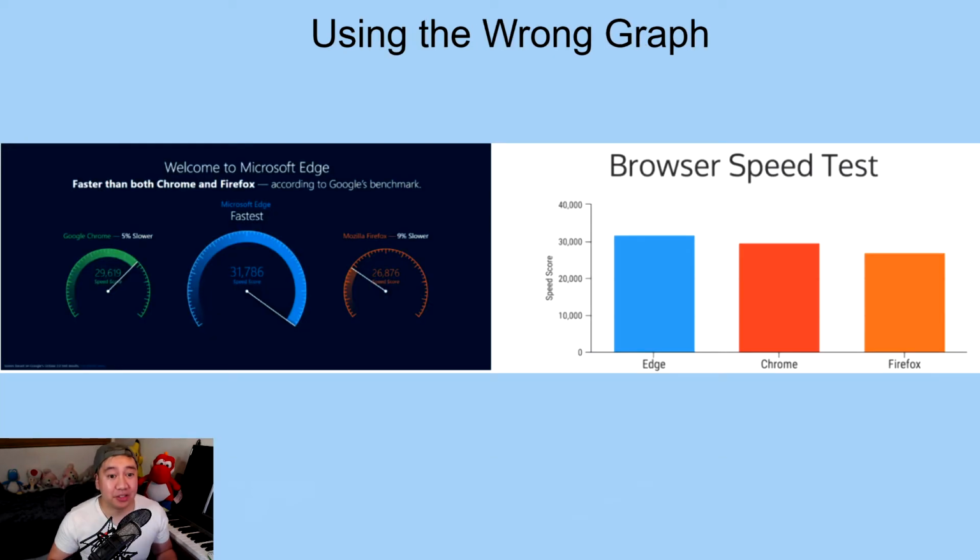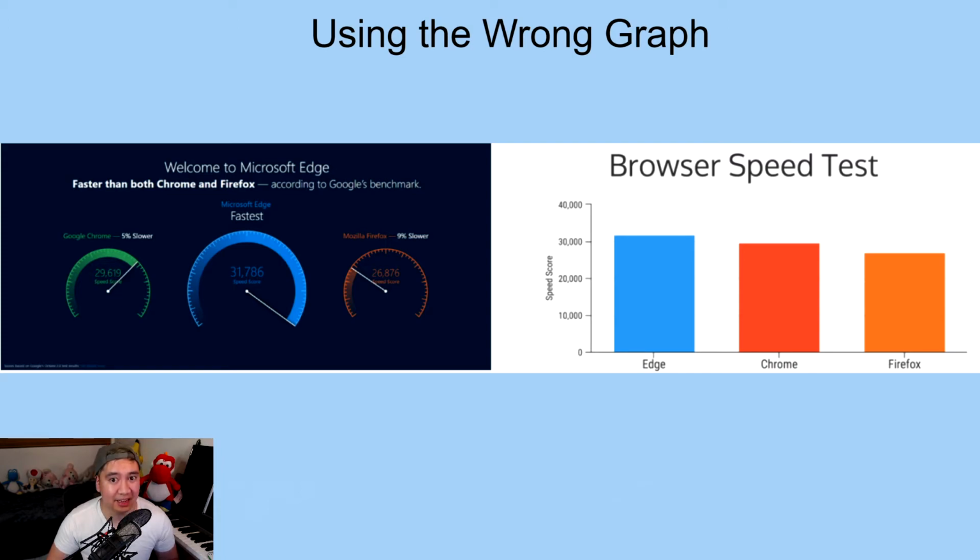Alright, using the wrong graph. So what we got here on both graphs is a comparison of 3 web browsers. The web browsers are Google Chrome, Microsoft Edge, and Mozilla Firefox. On the left graph, we got these visuals that look like speedometers, right? And on the right graph, we got a bar graph.